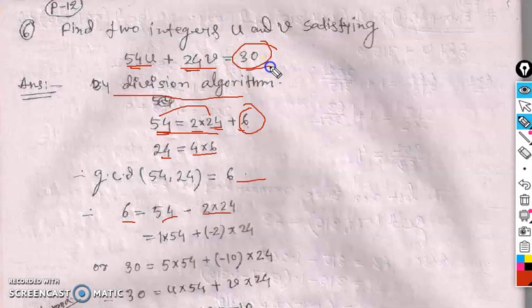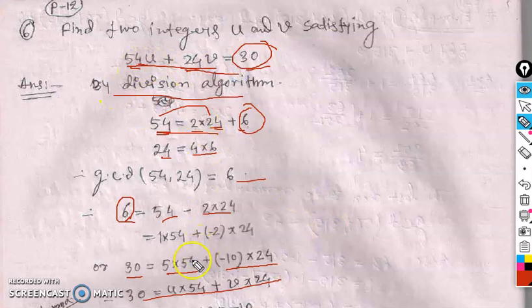The right hand side is 30, here it's 6. So how can I reduce this 6 to 30? You just multiply it by 5, and when you multiply it by 5, the result becomes 5 into 54 minus 2 into 5, that is minus 10 into 24. So it's the exact equation which is given in your question.